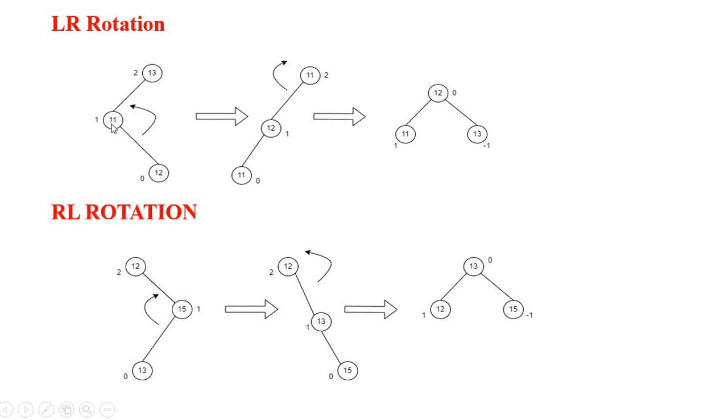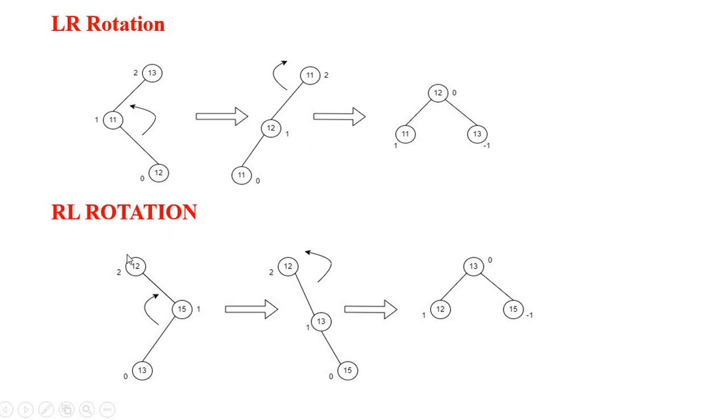To identify the rotation, look at the node: our node is placed at the right side of it. Since it's placed at the right side, first we have to make a left rotation. If we make a left rotation, it will be in this format. Then we have to perform one right rotation. So LR rotation: first a left rotation, which means 12 will come on top, 11 will come here, and then a right rotation.